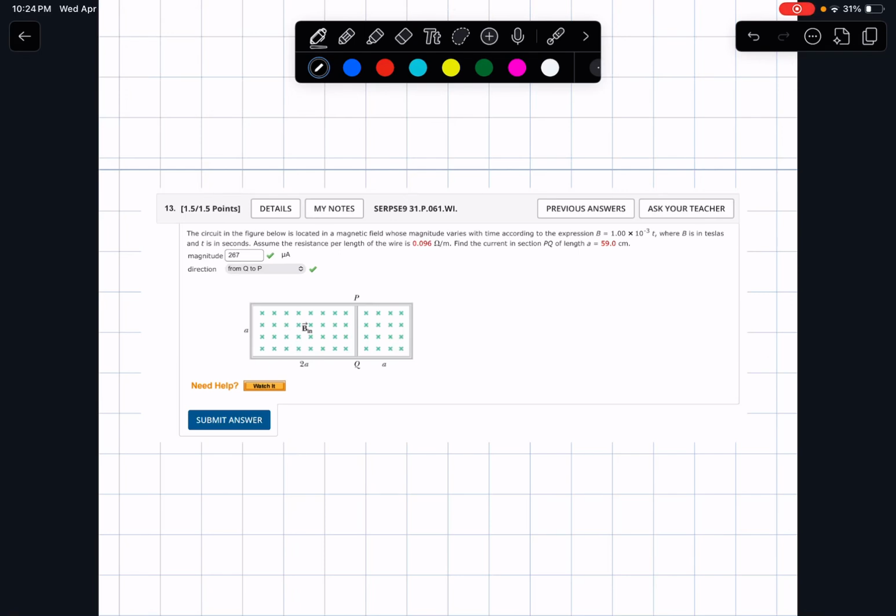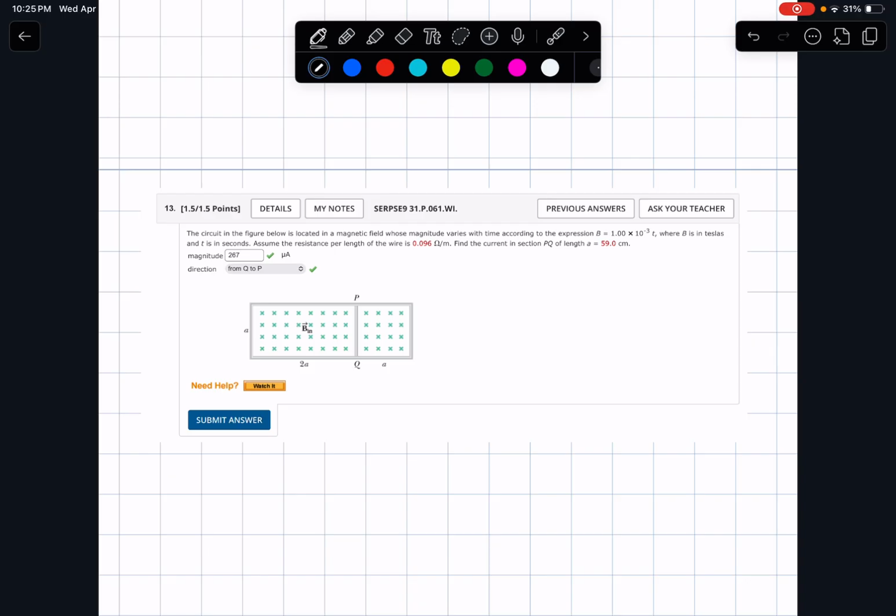Okay, WebAssign 12B, number 13. The circuit in the figure below is located in a magnetic field whose magnitude varies with time according to the expression B equals 1 times 10 to the negative 3 t, where B is in Teslas and t is in seconds. Assume the resistance per length of the wire is 0.096 ohms per meter. Find the current in the section PQ of length a equals 59 centimeters.